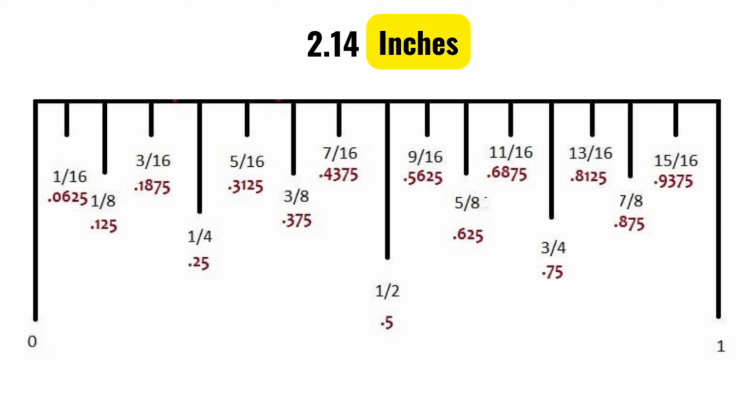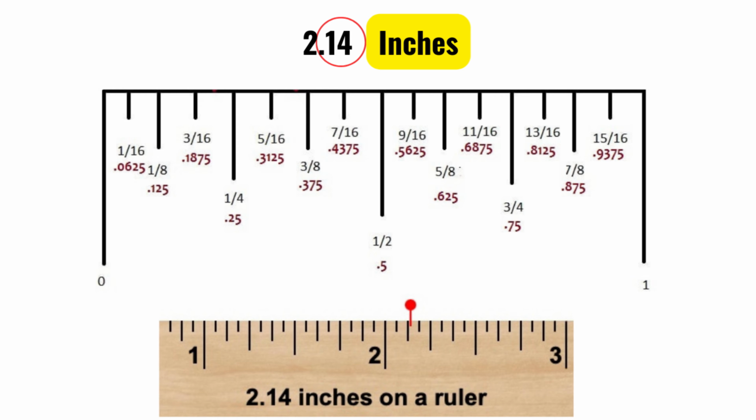Let's try another one. This time we have 0.14. 0.14 is between 0.125 and 0.1875. That means it's between 1/8 and 3/16. So on the ruler on the bottom, it's between 2 and 1/8 and 2 and 3/16.